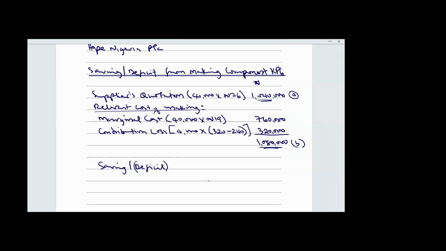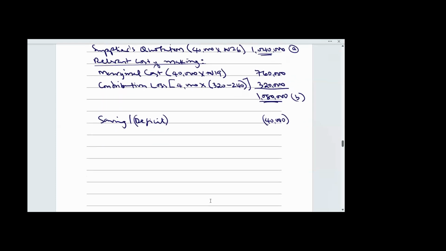All right. So the difference between the two is 40,000. Sorry, 1,040,000 is less than 1,080,000, which is 40,000. That's a deficit. So it's better for the company to buy. All right. So decision now. Decision.